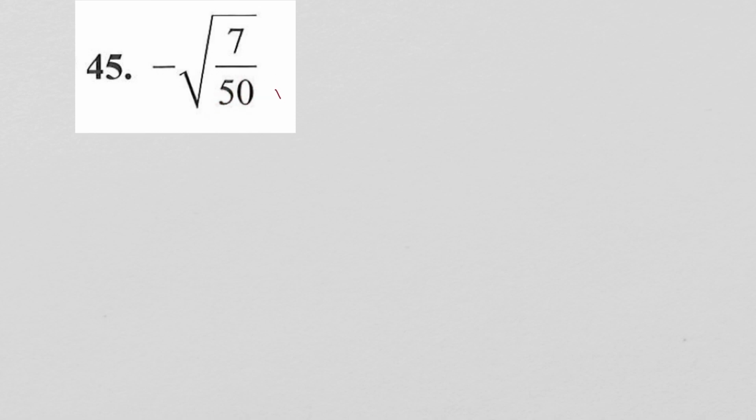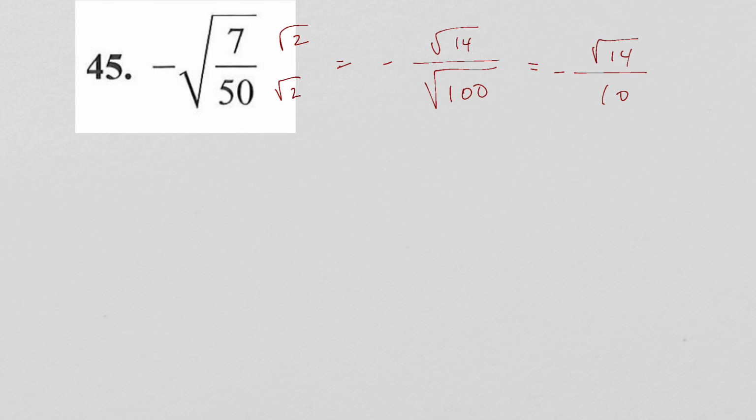So I'm going to multiply the top just by root 2, the top and bottom. This will give us a negative square root of 100 on the bottom, which is 10. In the numerator, we have root 7 times root 2, which is root 14. And that cannot be simplified, so that's your final answer.